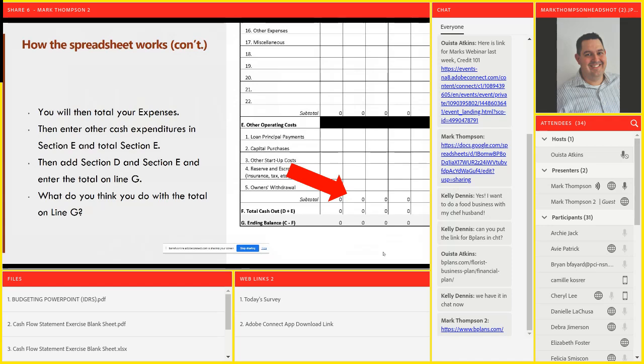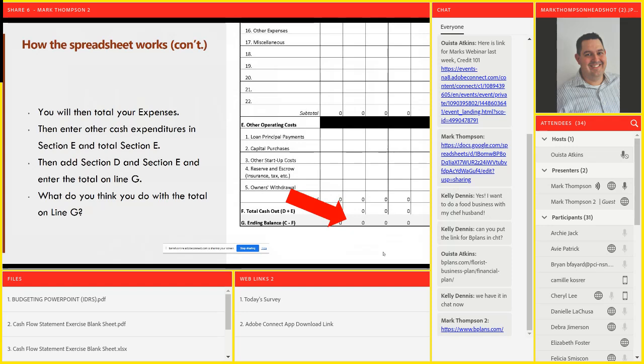We broke these down as things that would not be on your profit and loss statement, but it's still cash coming out of the business. So that's why those are broken out separately. And then you would add those together. You would add D and E, right? So you're adding your expenses plus your other operating costs, and then you're subtracting.